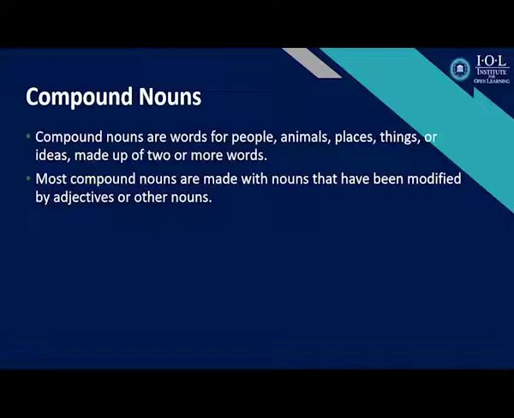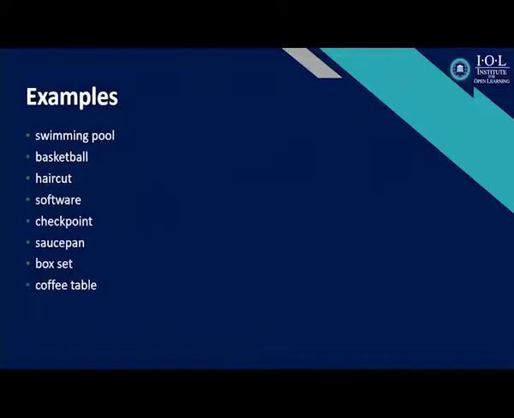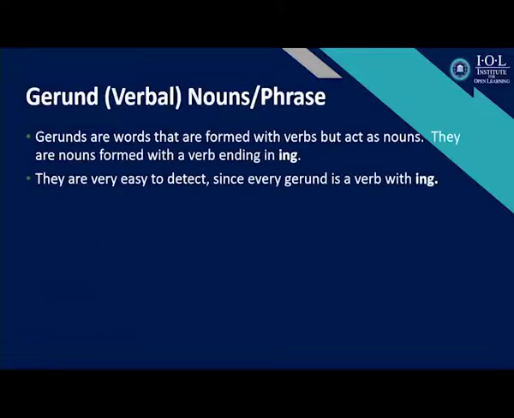And then we have compound nouns. We say compound nouns are nouns that are made up of nouns that have been modified by adjectives or other nouns. For instance, swimming pool, basketball, haircut, software, checkpoint, saucepan, box set, and coffee table. These compound nouns contain two words. One is an adjective and the other one is a noun. So they become one, and then we call them compound nouns.